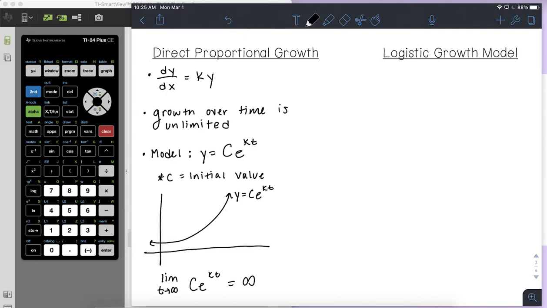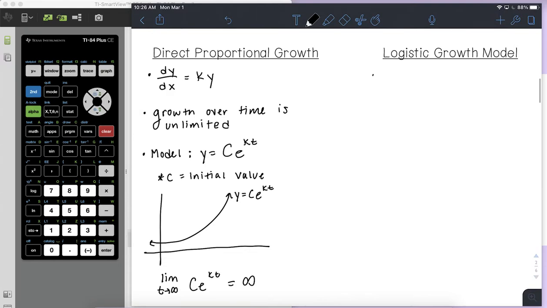So if you're using this as a growth model for population, say we're in Pennsylvania, right? Pennsylvania can't support an infinite number of people. There's a limited amount of resources and space and food and water and all of that good stuff. So in other words, there's something called a carrying capacity, and that's where the logistic growth model comes in.